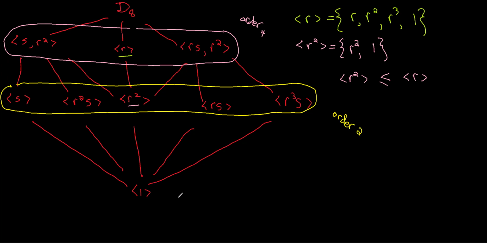And then down here, this is order 1. Obviously, we just have the identity. And way up at the top here, we have the whole group, which is order 8. So we have this nice divisibility relationship. 1 divides 2, 2 divides 4, 4 divides 8, and so forth. And we'll see where that comes into play as we move through the course.